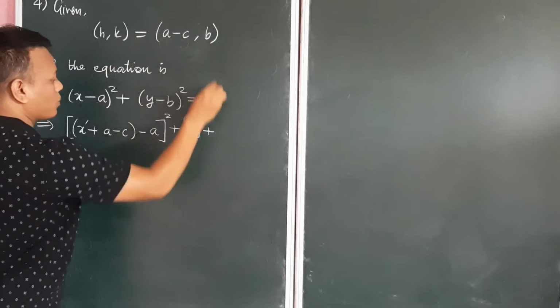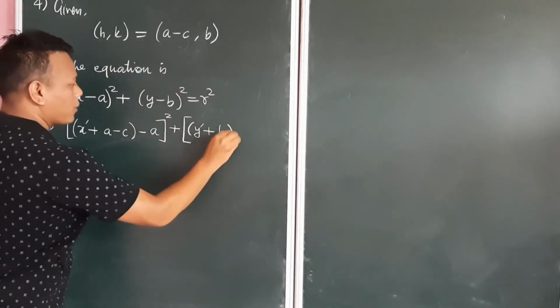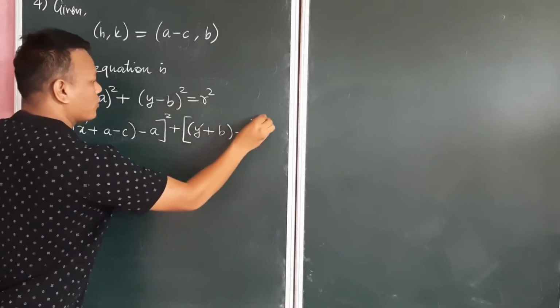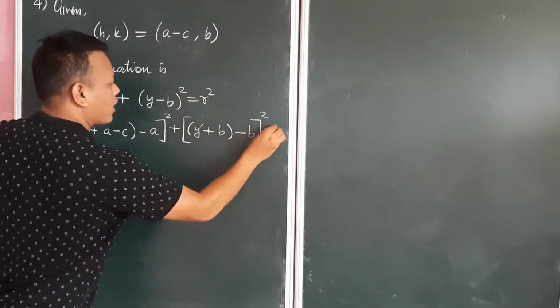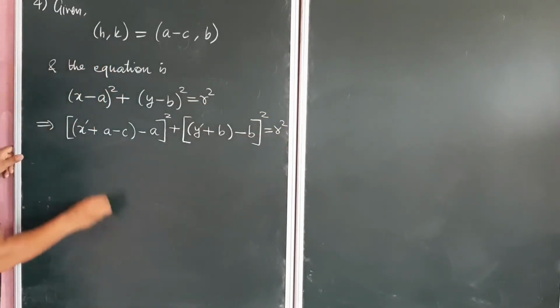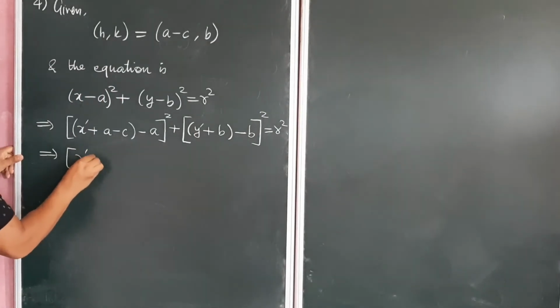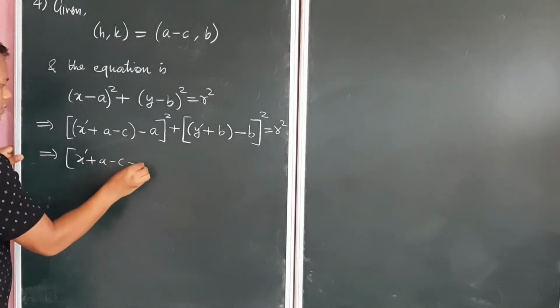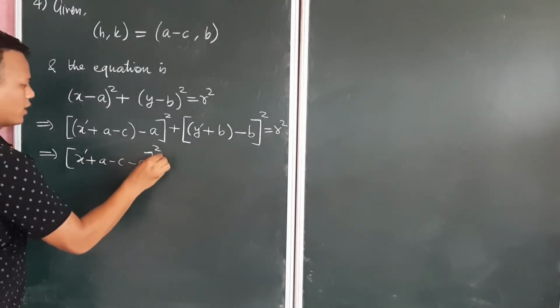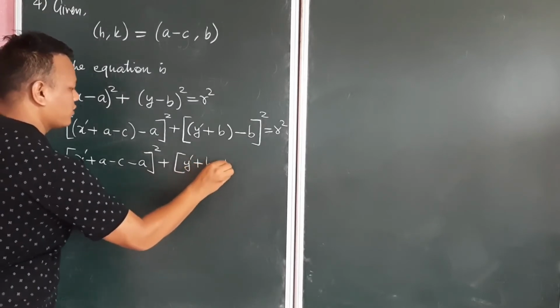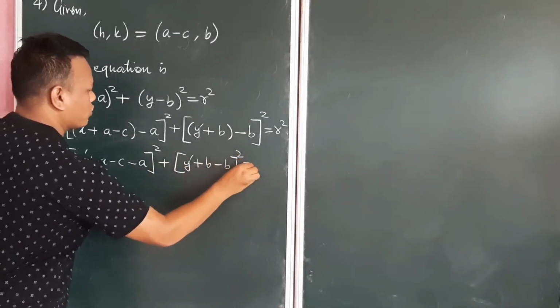K is equal to b here. Minus, we have got b, and square is there, so this is equal to r square. Okay, so let us open up the bracket. So we have x dash plus a minus c minus a whole square plus y dash plus b minus b whole square equals r square.